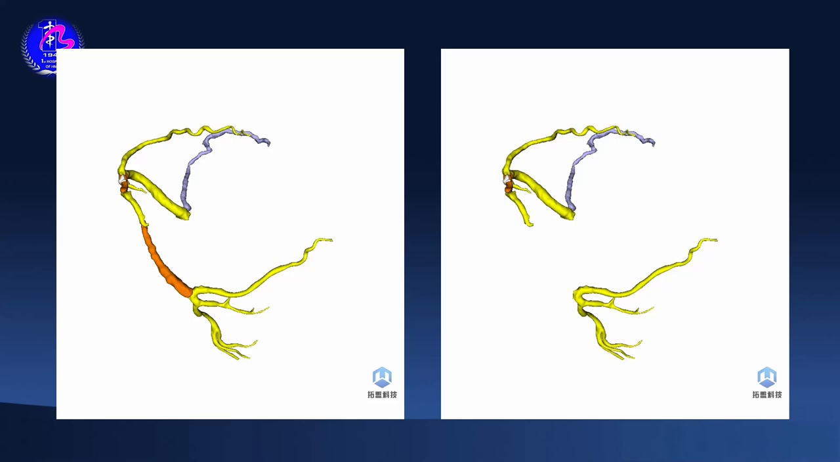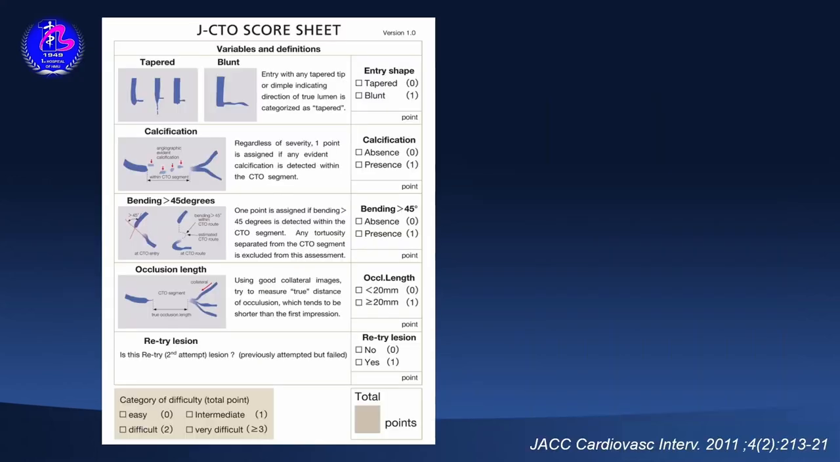And the distal cap is just at the distal bifurcation. So according to the CT recorder, not only the proximal cap but also the distal cap matters. If the distal cap is a blunt stump, it also increases the difficulty of the CTO PCI. So we can see when we delete the second occluded segment, the distal cap is just at the distal bifurcation. Okay, next, please.